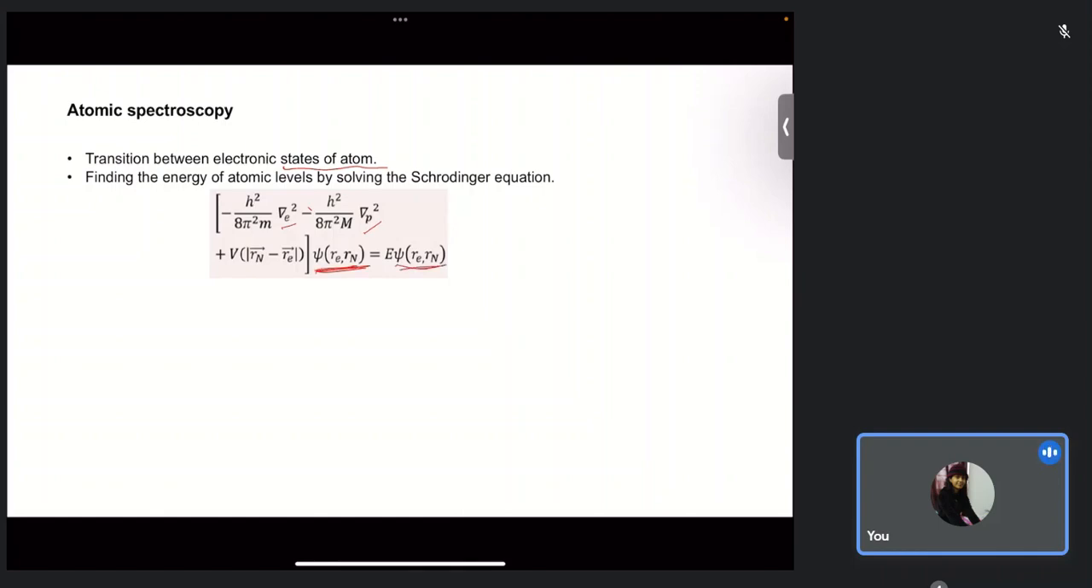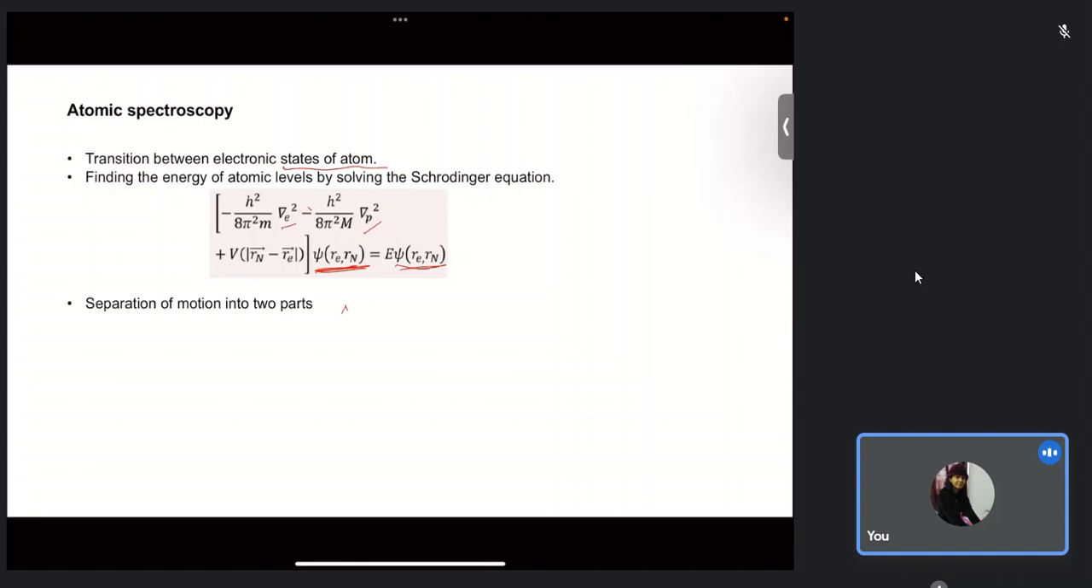So solving this Schrodinger equation is not very straightforward. Hence, we went ahead with separation of motion into two parts. So we considered two motions, where one is the relative motion of the electron, and the other one is the translational motion of the center of mass itself.